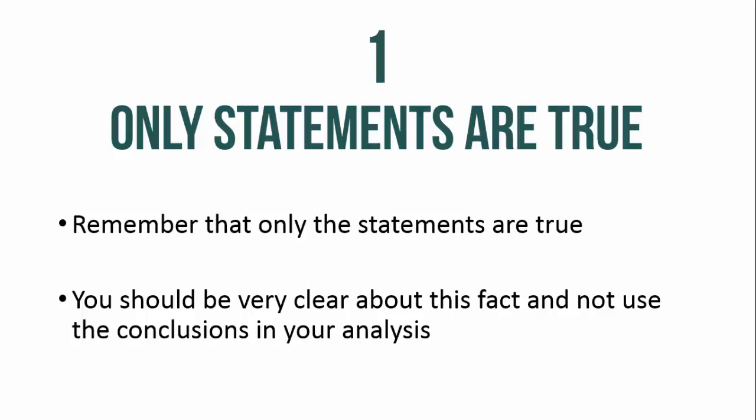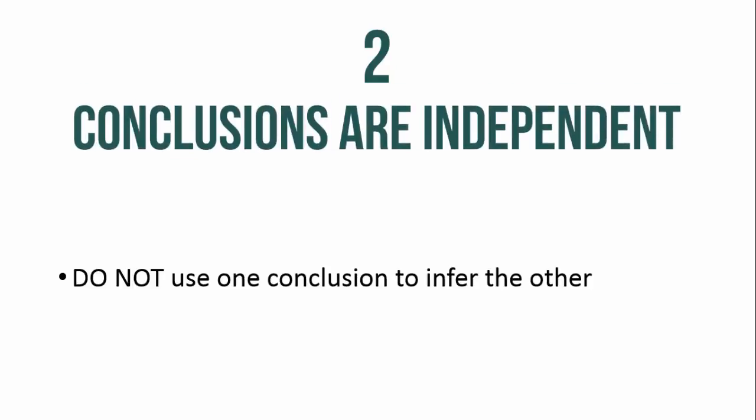If you need conclusion 1 to infer any other conclusion, it is wrong. You should not use one conclusion to infer another. When you are comparing or evaluating the conclusions, do not look at the other conclusions at all. Look only at the statement. The second tip tells you just that. That is, the conclusions are independent and must not be used to infer one another.